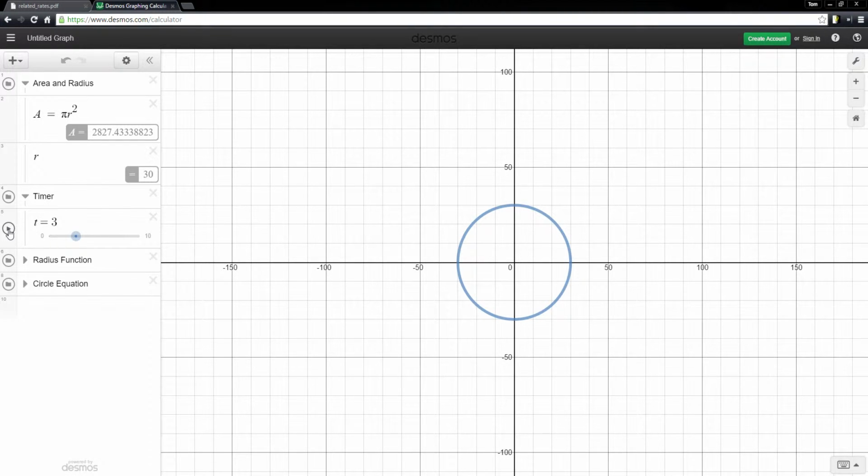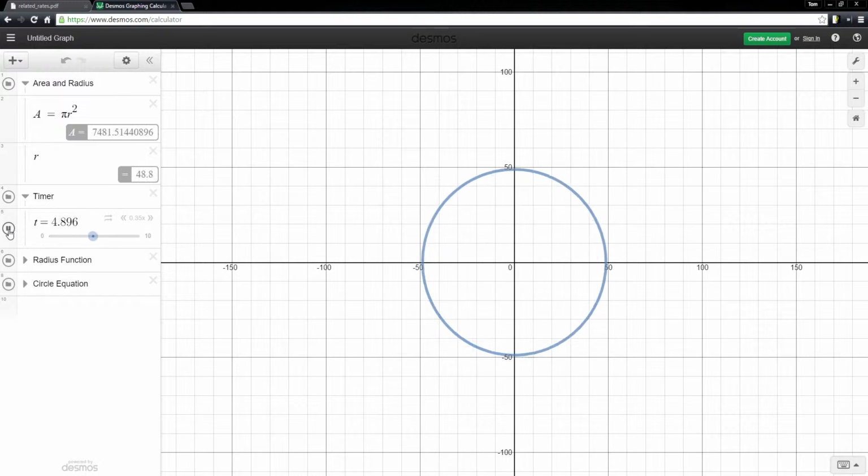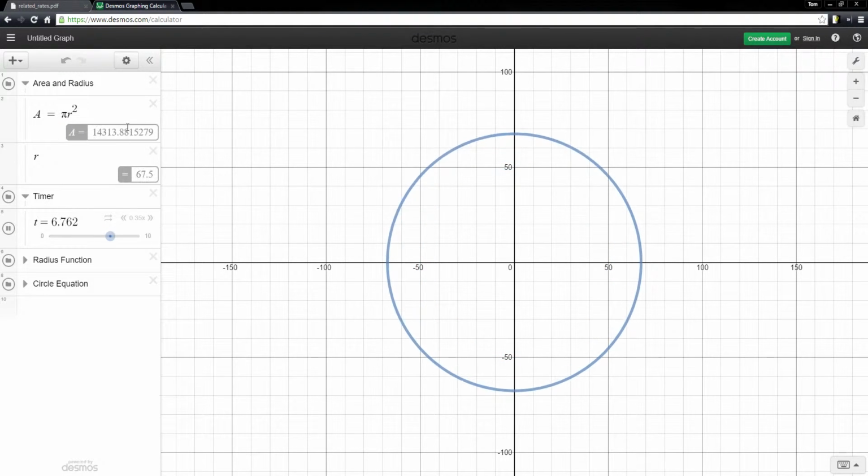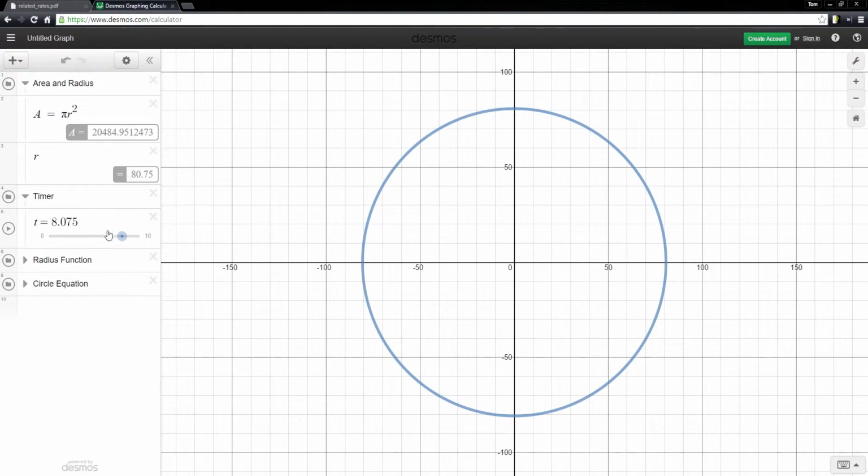But as the circle is getting bigger, both those quantities are increasing at some rate per second. The radius is increasing at some rate. It's getting larger by some number of feet every second, and the area is also increasing by some number of square feet every second. So not only do we have the radius and the area, we also have the rates involved, the rates of change over time of the radius and the area.